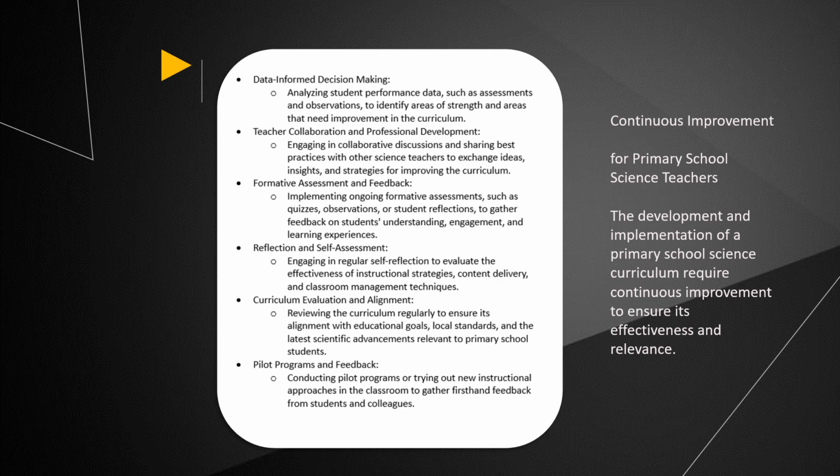Continuous improvement for primary school science teachers. The development and implementation of a primary school science curriculum require continuous improvement to ensure its effectiveness and relevance. Primary school science teachers, along with administrators and other stakeholders, can engage in ongoing reflection, gather feedback, and make necessary adjustments to enhance the curriculum. Here are examples of how primary school science teachers can incorporate continuous improvement into their curriculum.